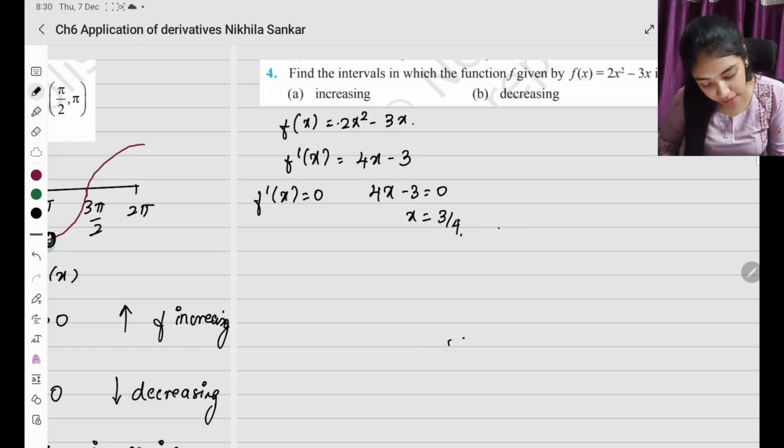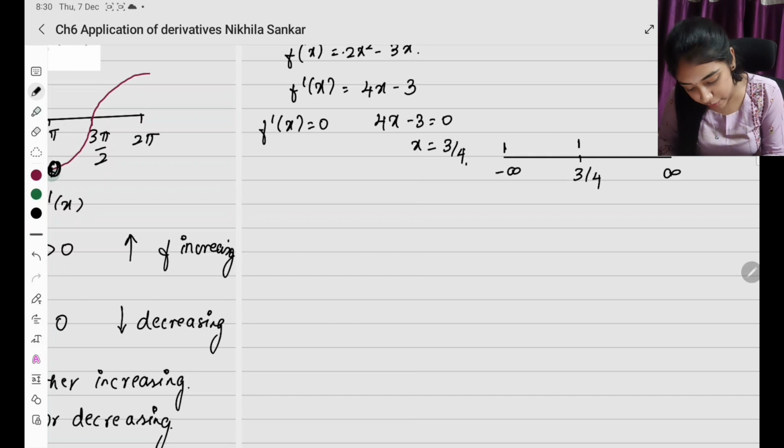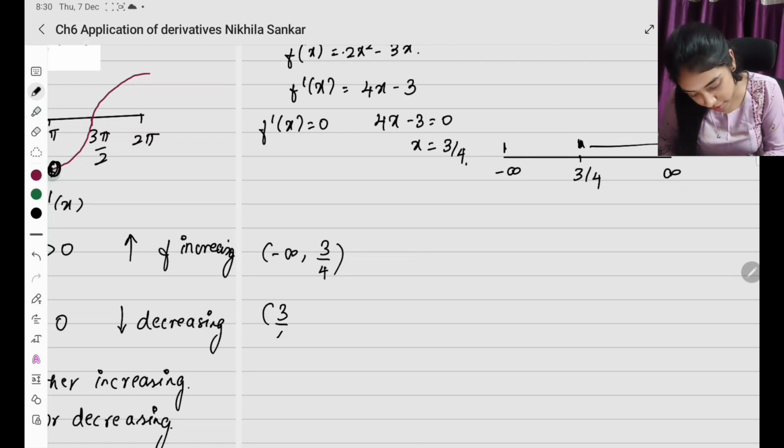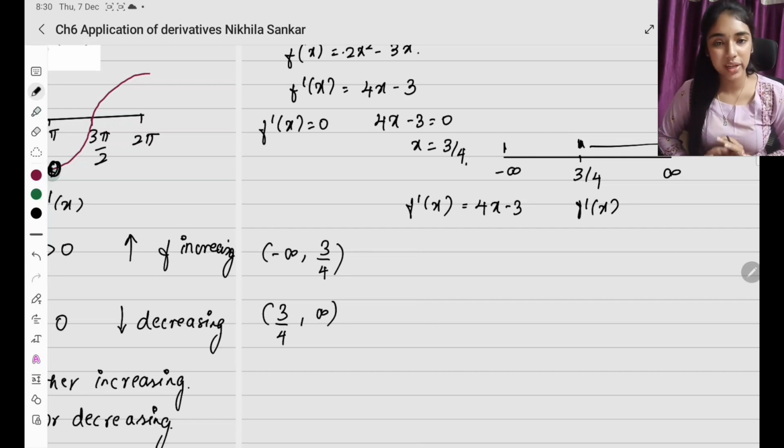So in my number line, I have a number line from minus infinity to infinity. I have some point 3 divided by 4. So I need to see how the function behaves from minus infinity to 3 by 4. Adavadhu in the particular interval. So basically I have to see how my function behaves from minus infinity to 3 by 4 and from 3 by 4 to infinity. I have to check how my f dash of x behaves, which is in our case 4x minus 3. I have to check if it is increasing or decreasing. So this is how my tabular column looks like.